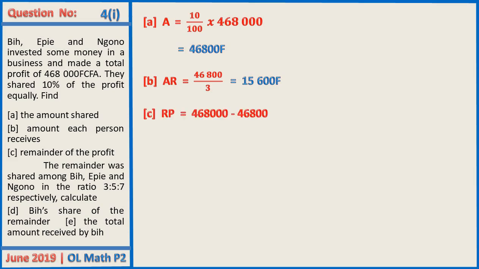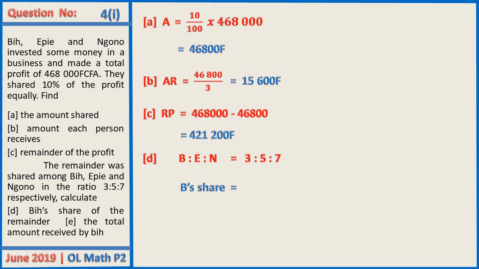Calculate B's share. First of all, the remainder of this profit is 468,000 minus 46,800, which is what we are calculating in C. That gives us 421,200. Then for D, the remaining profit was shared in the ratio 3:5:7, B to A to P.